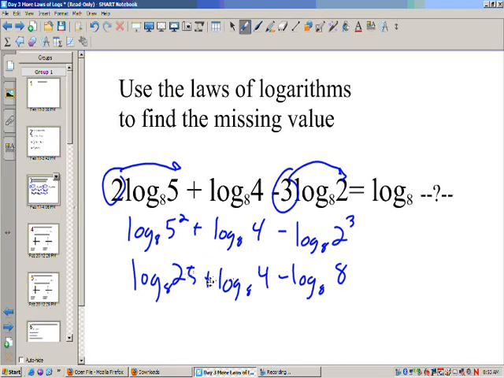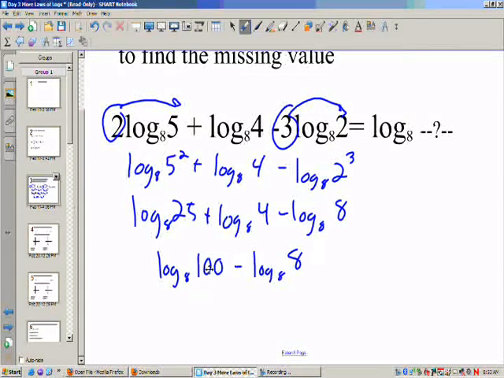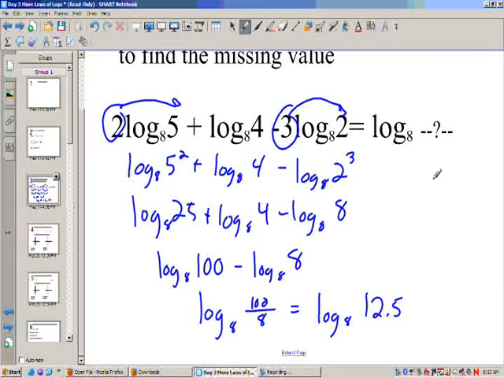Alright, now when it has an addition sign, we multiply those numbers. So log base 8 of 100 minus log base 8 of 8. And now, since it's subtraction, I divide, so it's log base 8 of 100 over 8. So 100 divided by 4 is 25, so 100 divided by 8 should be half of that, which is 12.5. So our missing piece here was 12.5.